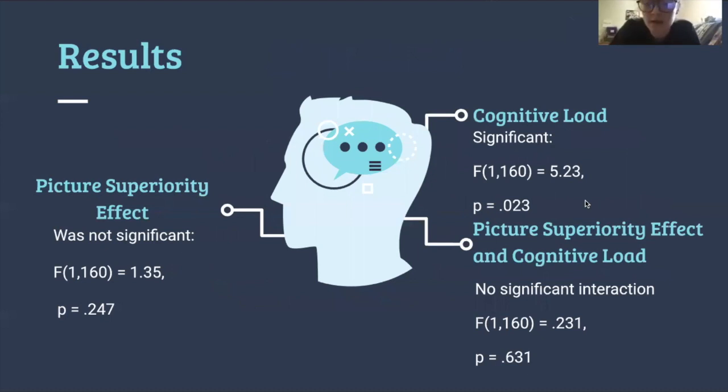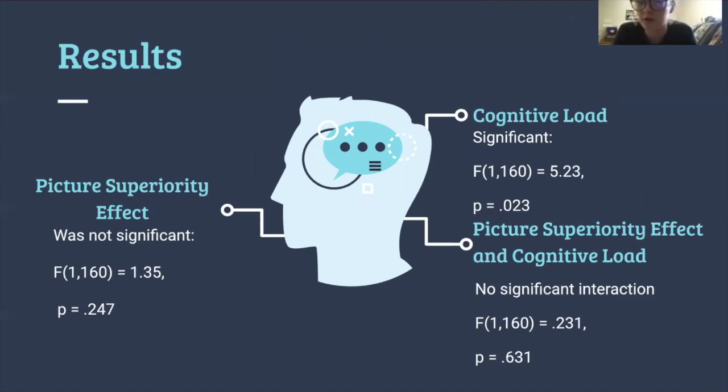So to figure out our data, we went into SPSS and we set up a 2x2 factorial analysis of variance, or ANOVA. And when we did this, we found that some variables were significant while others were not. So when we looked at the picture superiority effect and its impact on the accuracy of recall, we found that there was no significant impact, and we found a p-value of 0.247, which is obviously greater than 0.05.